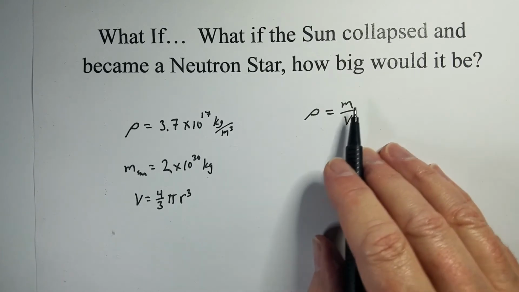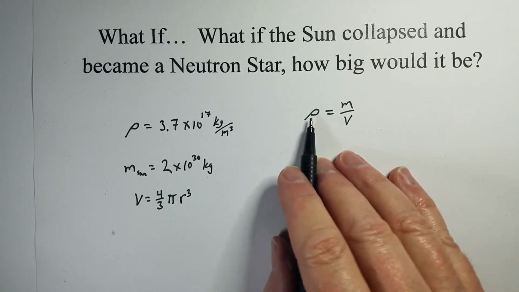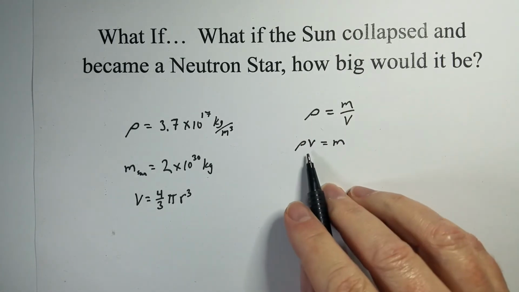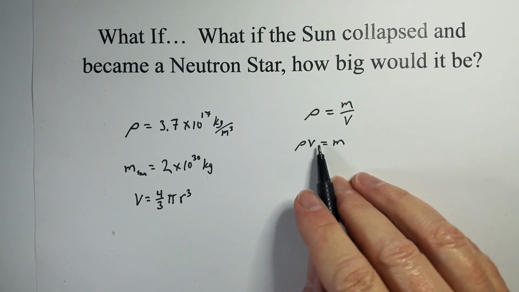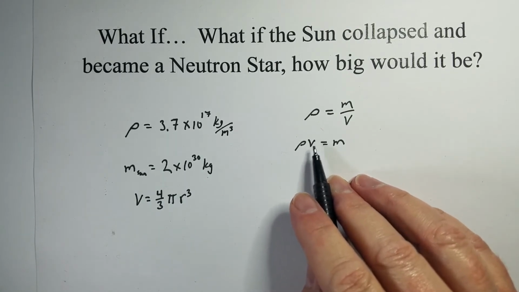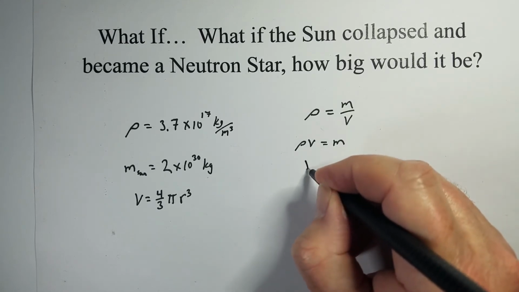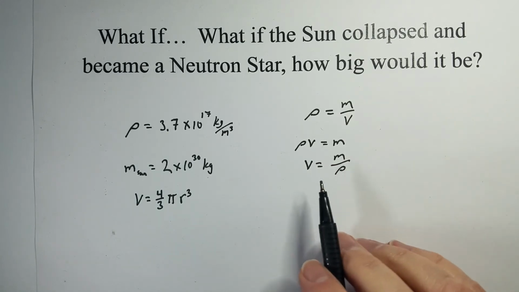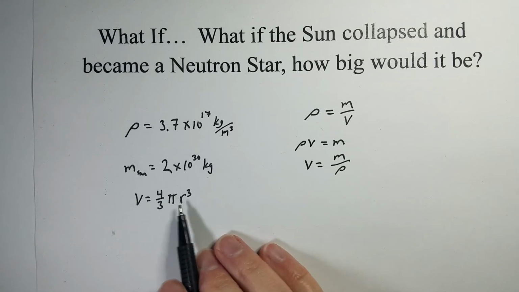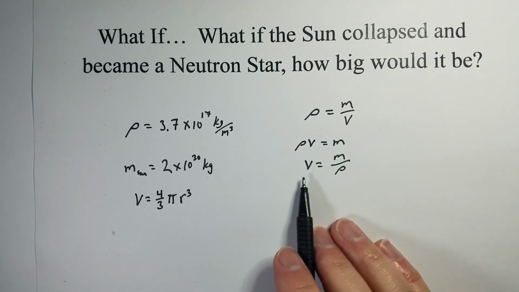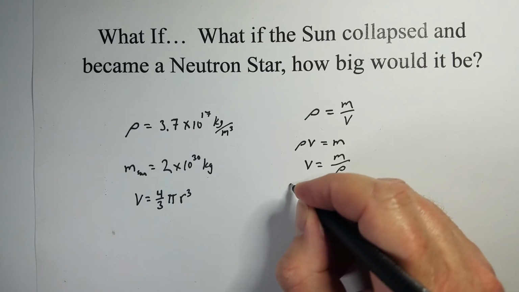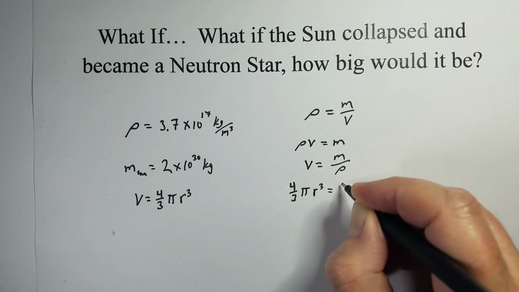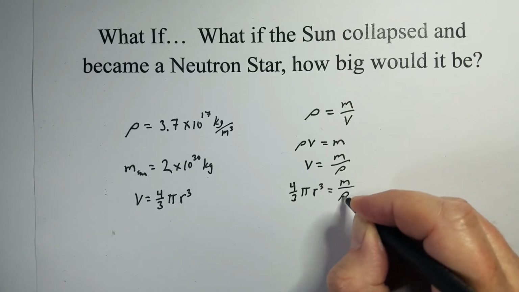So that's density equals mass divided by volume. I want to move this out. So rho v equals mass. And then I want to get this v, the volume, by itself. So I want to divide by rho. So volume equals mass divided by density. Now the reason why I did that is because I want to substitute this in for the volume. And then we need to solve for r. So that's 4/3 pi r cubed equals mass over density.